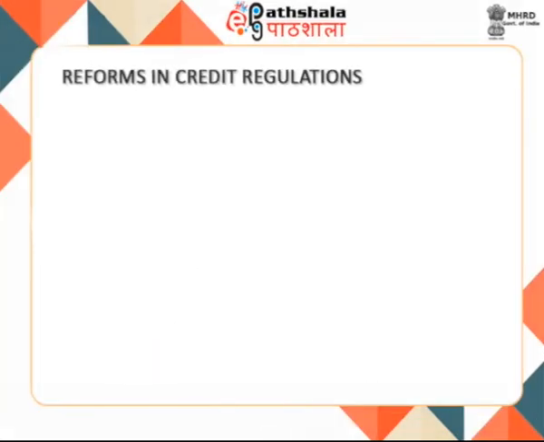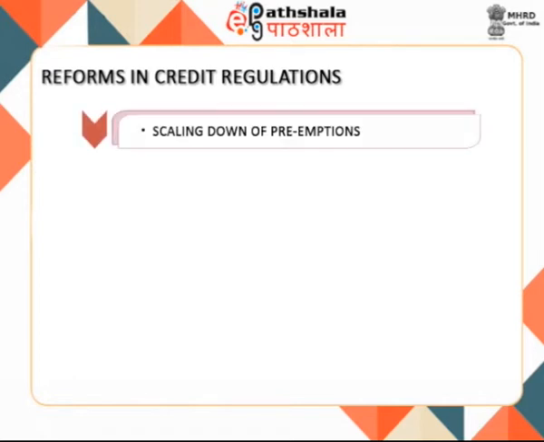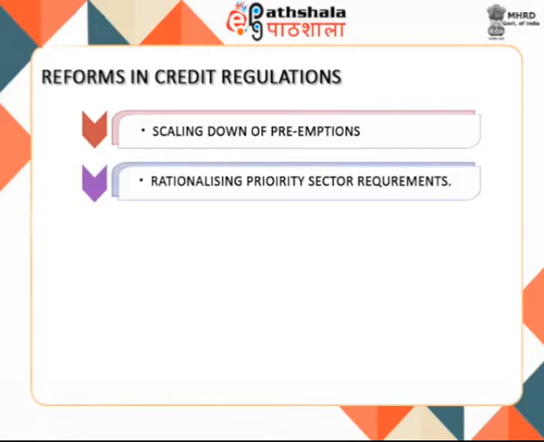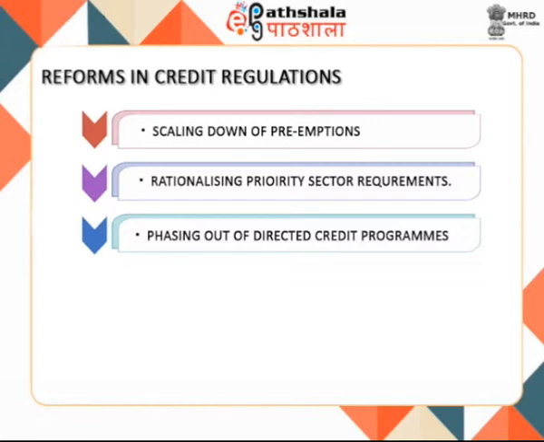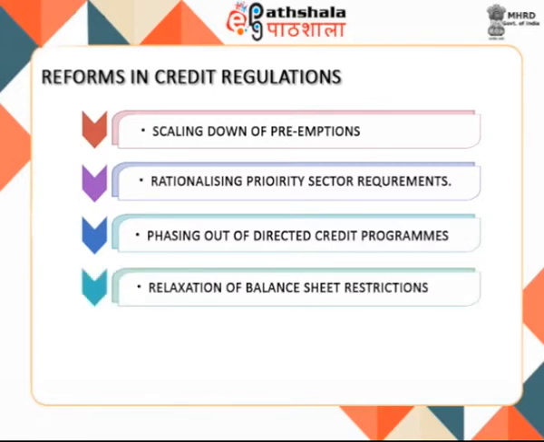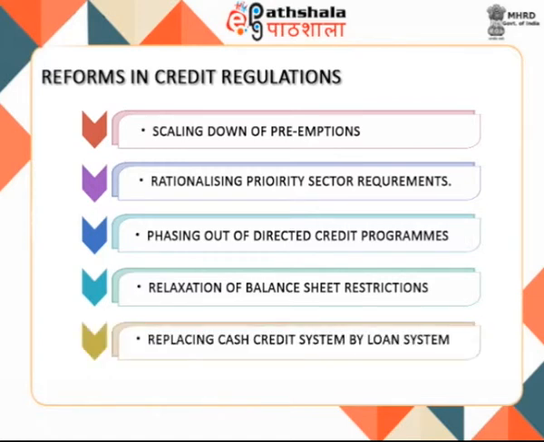The reforms in credit regulation have shifted the focus from micro-regulation to macro-management. This has involved, first, a scaling down of preemptions in the form of statutory stipulations; second, rationalization of priority sector requirements; third, phasing out of directed credit programs; fourth, relaxation of balance sheet restrictions to improve the credit delivery system; fifth, the gradual replacement of the cash credit system by a loan system of bank lending; sixth, phasing out of on-tap treasury bills; and seventh, liberalization of investment norms for banks.